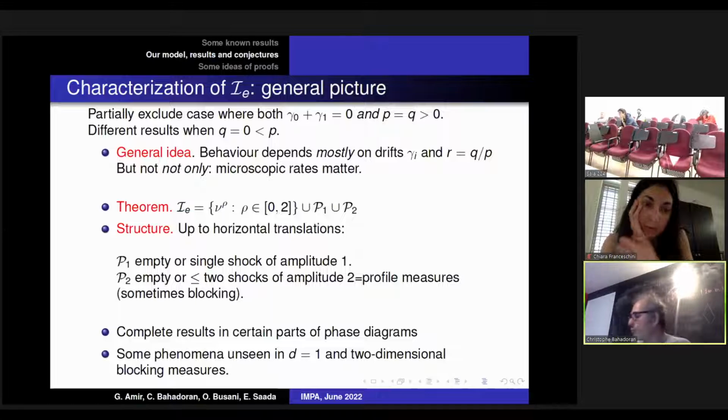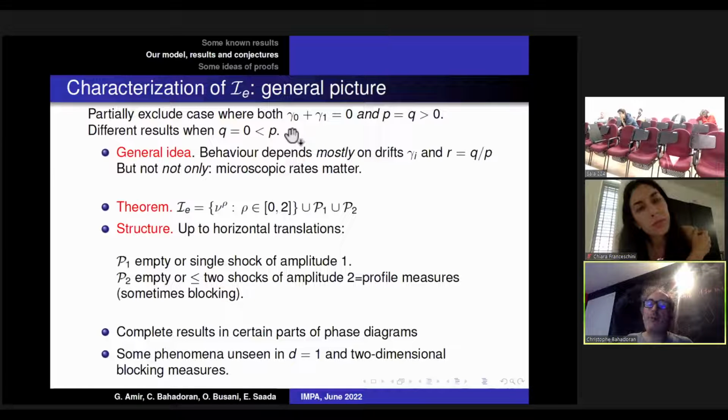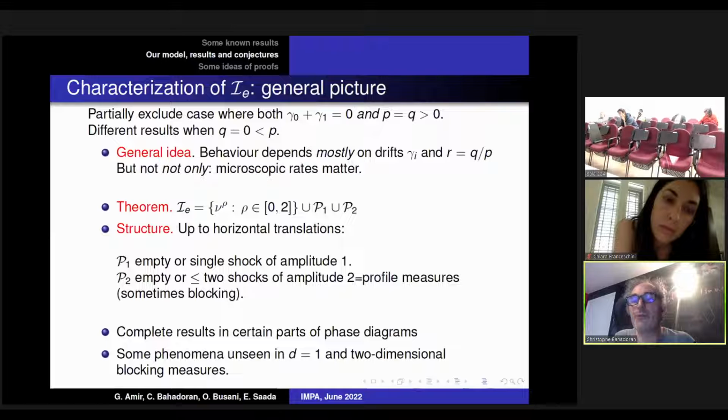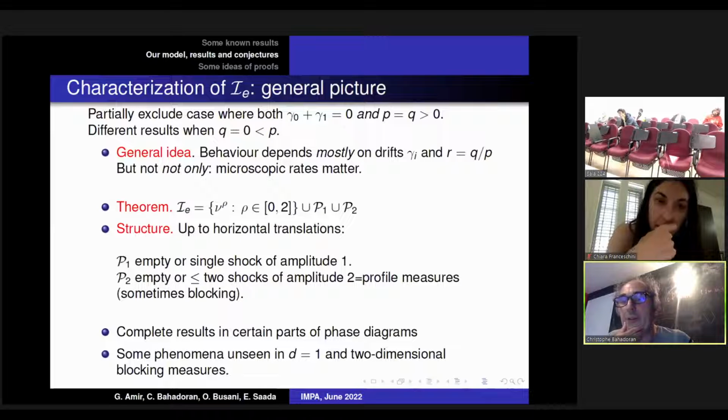So to give a general flavor of our results, what is complete, what is partial. There is one case that we did not treat in this paper because it belongs to a really different technology. We think it is a non-gradient diffusive model, and our paper is based on coupling methods.